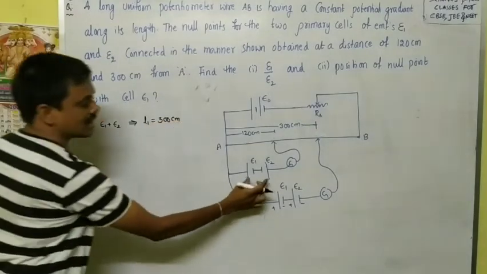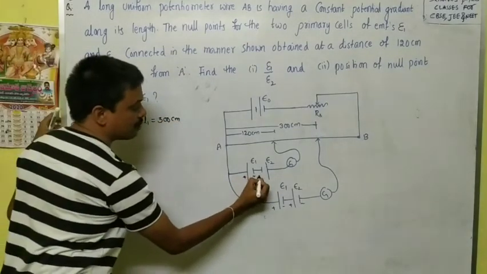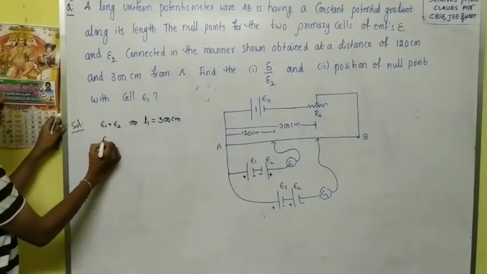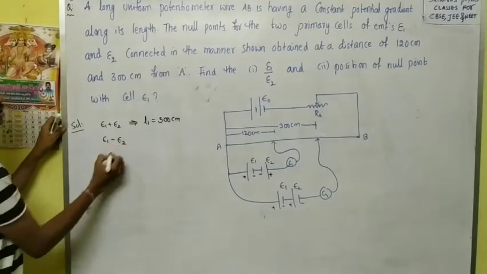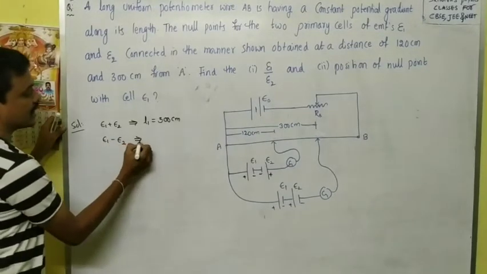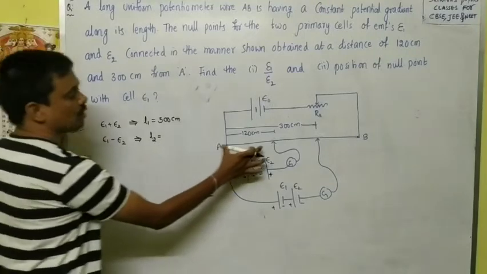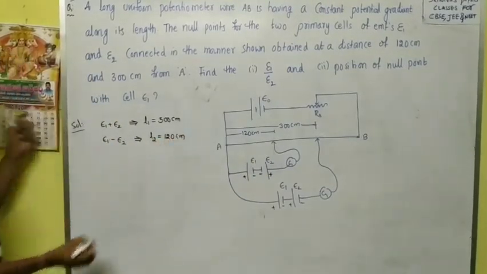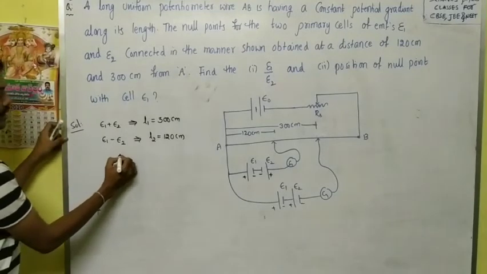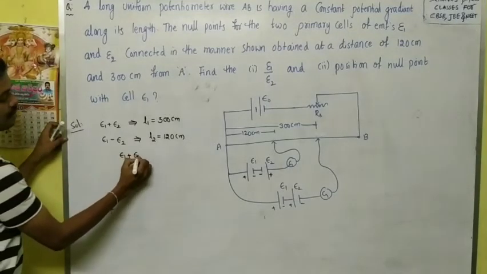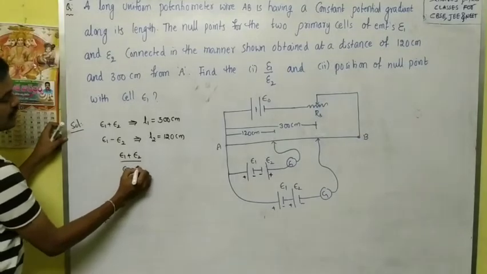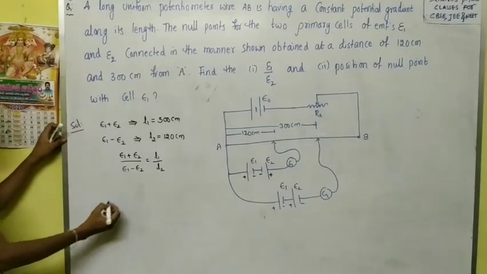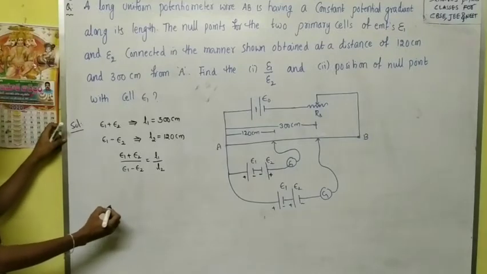And now the cells are wrongly connected. Look here, minus is connected to minus. This is a wrong connection. Effective EMF is E1 minus E2. Then we write here the balancing length is 120 centimeters. They give it like this. Then let us see, we have to find the ratio. We have the formula (E1 plus E2) by (E1 minus E2) is equal to L1 by L2. In this we substitute.